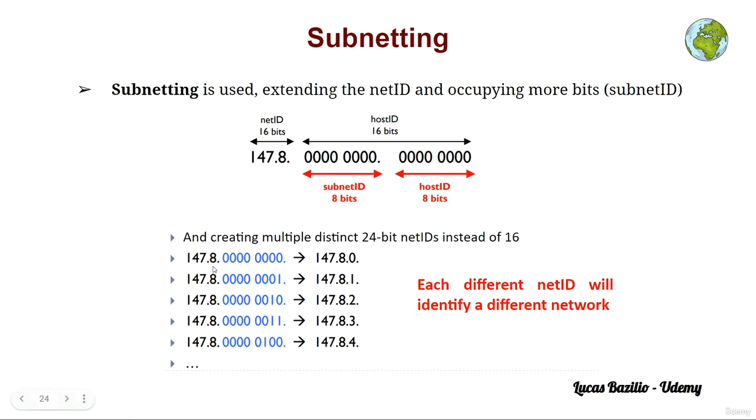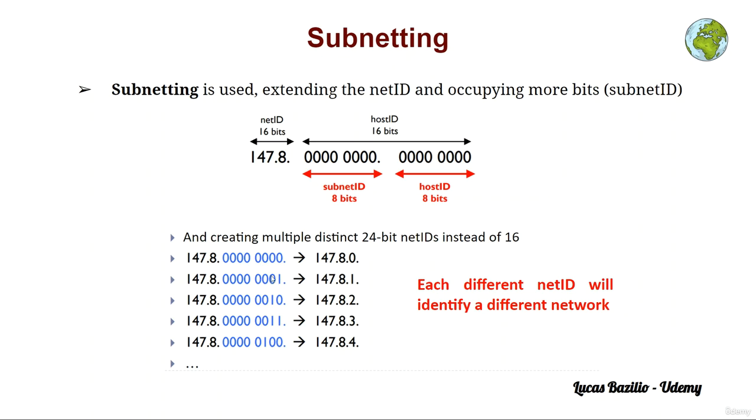For example, here we can set all of these 8 bits of the subnet ID to be 0. So now this network identifier is going to be this one in here, what we had before, followed by 0.0, because we are adding these 8 bits of the subnet ID. Then we keep doing this over and over.